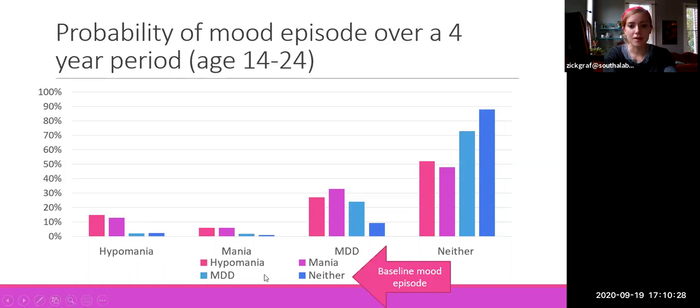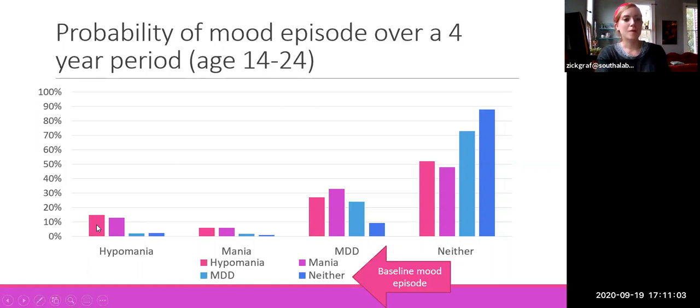So the dark blue is neither a hypomanic or manic nor a depressive episode. As you can see, the majority of them, 88%, didn't go on to have either in the next 4 years. And by far the most common diagnosis for people who didn't have a baseline manic episode to have over the next 4 years was depression, because again, as we talked about, depression is really common. So about 9% of people had a depressive episode in that 4 year period when they had no prior history of mood symptoms.